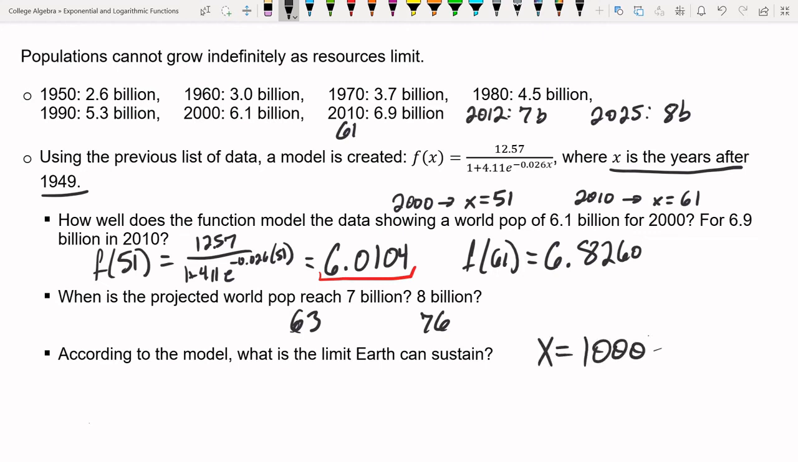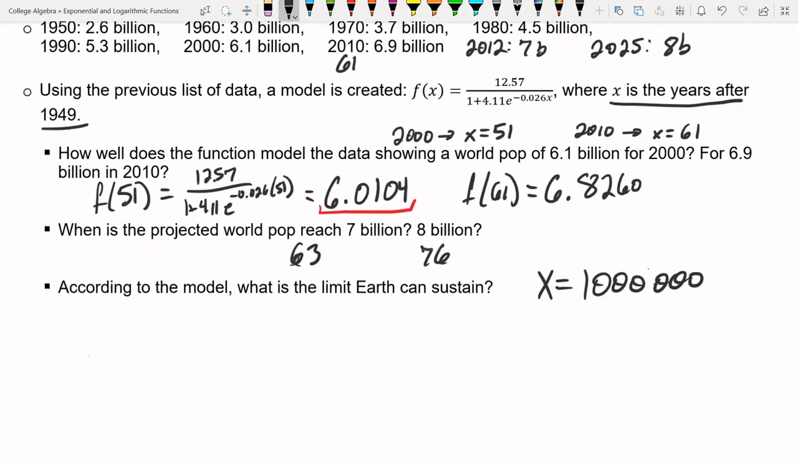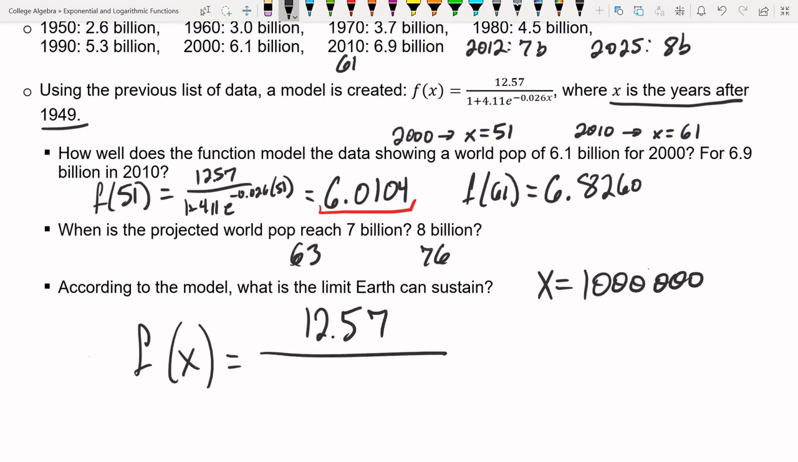like 1 million or a billion or a trillion or a quadrillion, whatever you want to do. You probably could just do 1,000, right? That'll probably be far enough. 100 might even be far enough down the line, but let's just try it, see what happens. But we don't actually need to calculate the value, because we can notice something for the function. In our function here, 12.57 over 1 plus 4.11 e to the negative 0.026, and then x goes right here. Let's just assume we put in 1 million there.